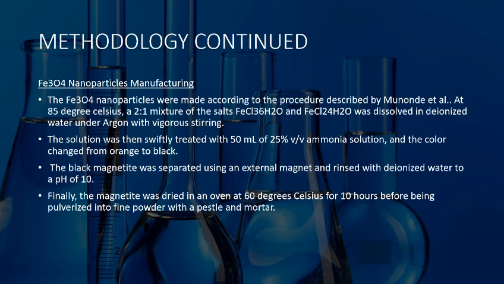The color changed from orange to black. The black magnetite was separated using an external magnet and rinsed with deionized water to a pH of 10. Lastly, it was dried in an oven at 60 degrees Celsius for 10 hours before being crushed into fine powder with a pestle and mortar.